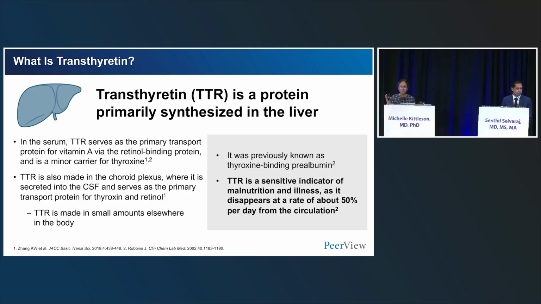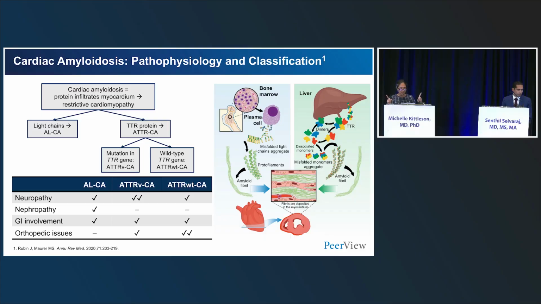It's a protein primarily synthesized in the liver. It does good things in our body. It transports vitamin A and thyroxine. It's also made other places, small amounts, not necessarily clinically relevant. It's also previously known as prealbumin. You could actually check a TTR level by checking a prealbumin level, which can be a sensitive indicator for malnutrition and illness.